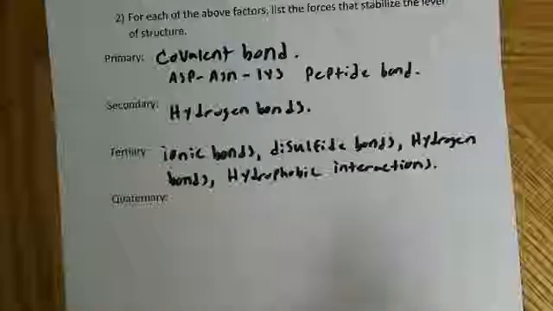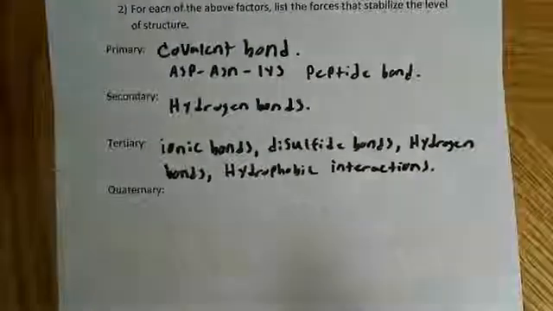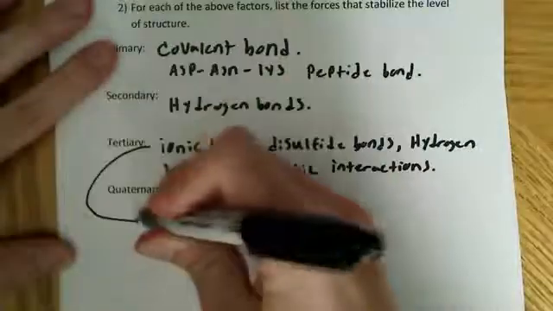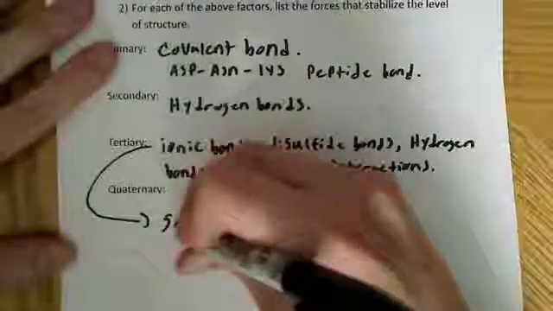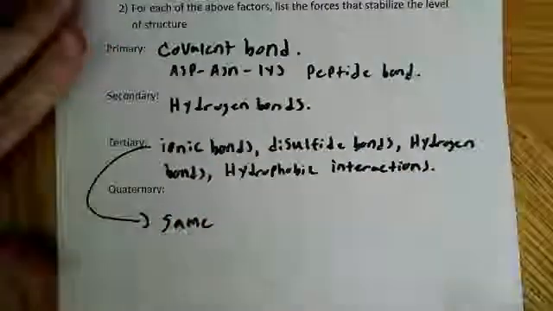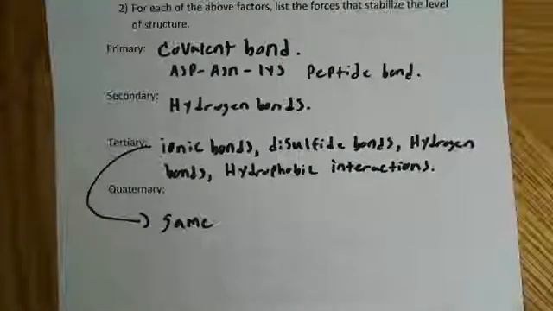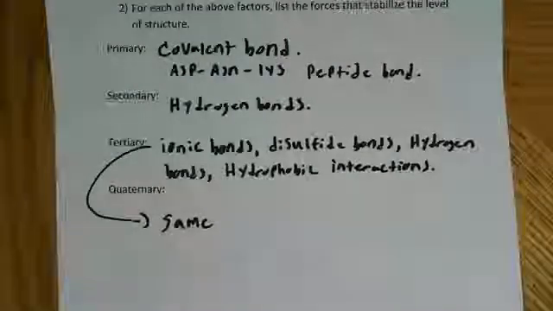Now, the nice thing about the tertiary and the quaternary structure when we start talking about these two is that these are all the same. So these will be the same over here. So the ionic bonds, the disulfide bonds, hydrophobic interactions all occur in the quaternary structure as well. So that's kind of a nice thing. Once you know what is stabilized in tertiary structure, you also know by default what's stabilizing a quaternary structure.